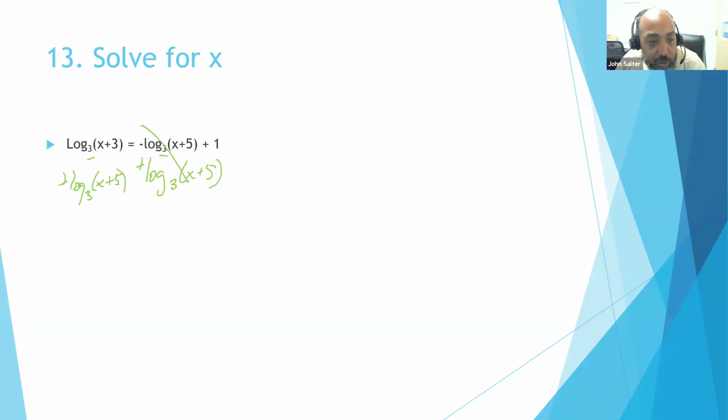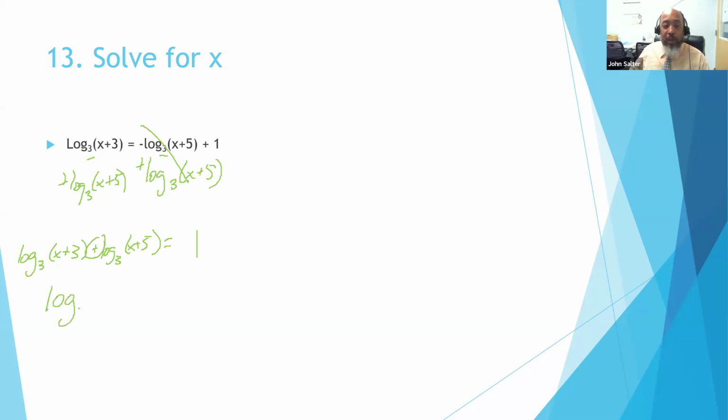On the right-hand side, it cancels out, leaving 1. On the left, I have log base 3 of x plus 3 plus log base 3 of x plus 5. My bases are the same, and I'm adding, which means that I can combine it into a single logarithm of that base, but the argument's being multiplied. So x plus 3 times x plus 5.